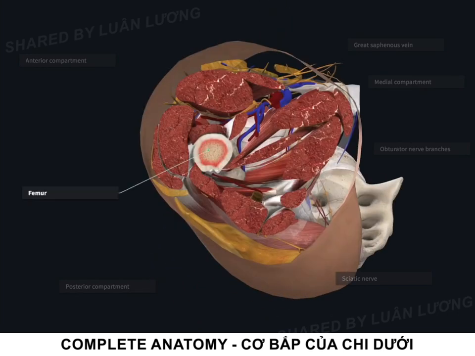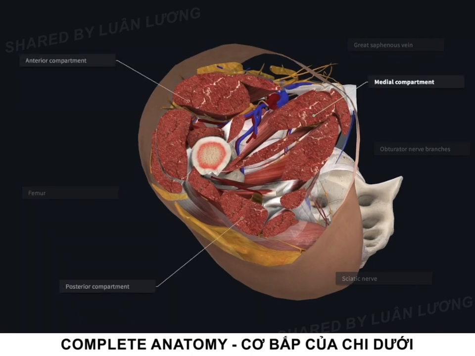The view we see here is a view of the thigh that we have made a transverse cut through. You are looking up into the thigh from below. Note the bony femur in the center. From this view, you can see 3 compartments. First, the medial compartment, sometimes called the adductor compartment because the actions of the muscles here produce adduction of the hip.